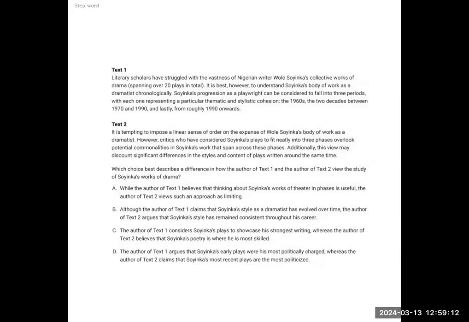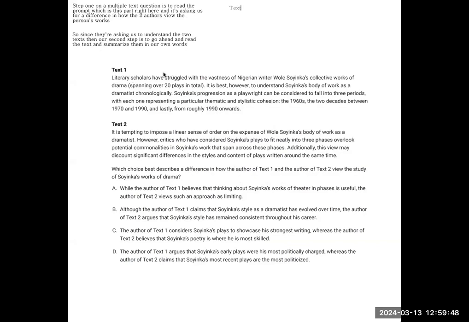Step one on a multiple text question is to read the prompt, which is this part right here, and it's asking us for a difference in how the two authors view the person's works. So since they're asking us to understand the two texts, then our second step is to go ahead and read the text and summarize them in our own words.